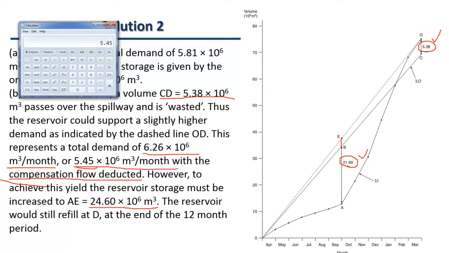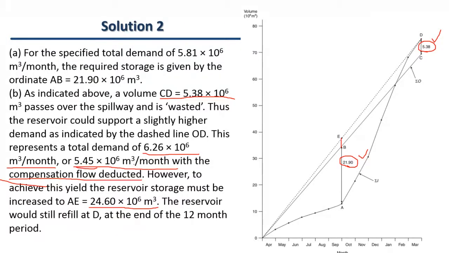So this one is without the compensation flow. This is called yield. Yield is the amount that, as a water authority or decision makers, you can rely on per month to give to the customers. If you have a customer, you say, this is the amount that I can give you monthly. For the previous example, it was 5 million cubic meters per month. So you can say 5.45 million cubic meters per month can be allocated as a result of this increase.